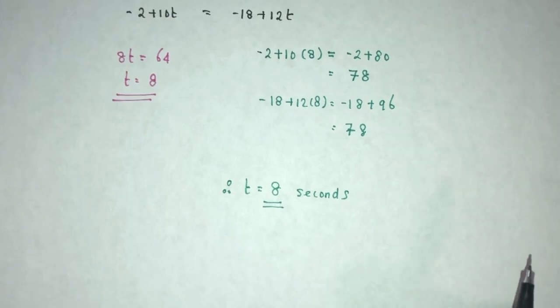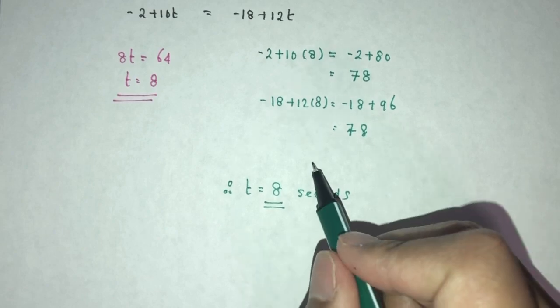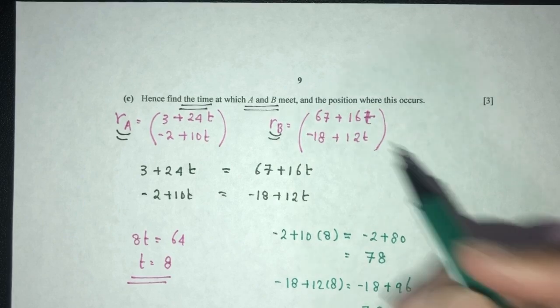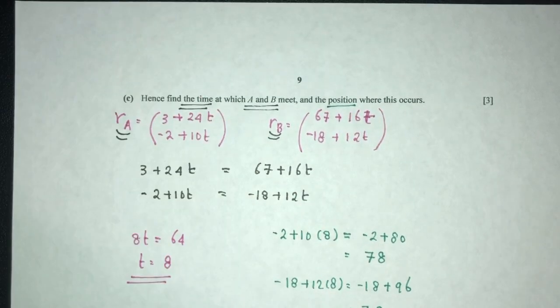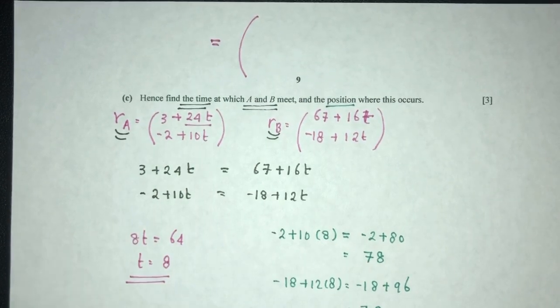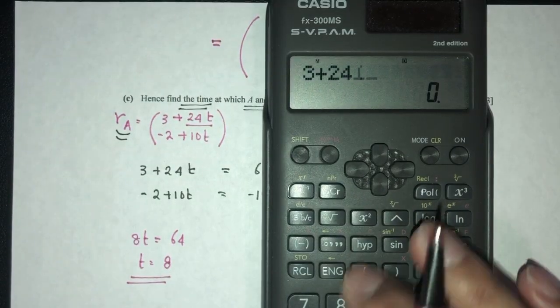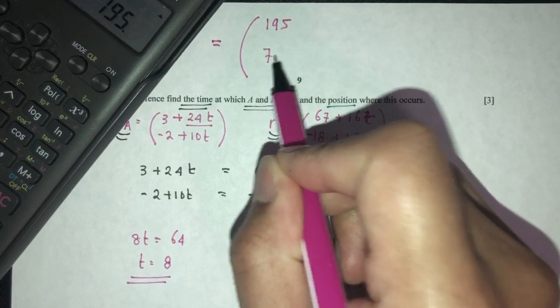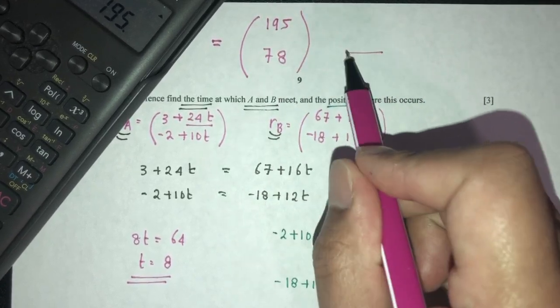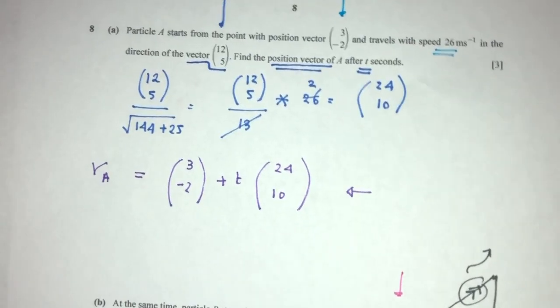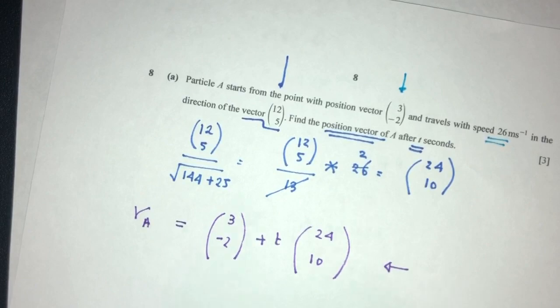So actually I forgot to do something here. Once you find the value of t is 8, you have to plug this back into this one or this one to find the position, right? So here we also have to find the position of the point. So plug this in here. The position will be 3 plus 24 times 8, that will be 195, and 78 for the position. So this is the position vector that we also have to find for the question. Okay, cool. This is the answer for question number 8.